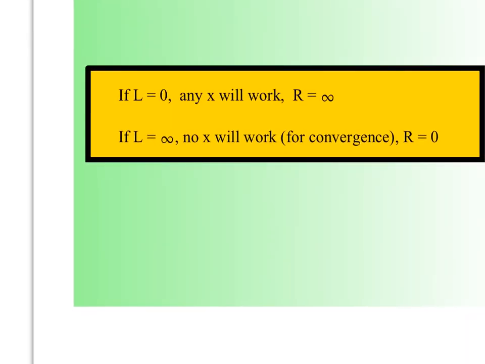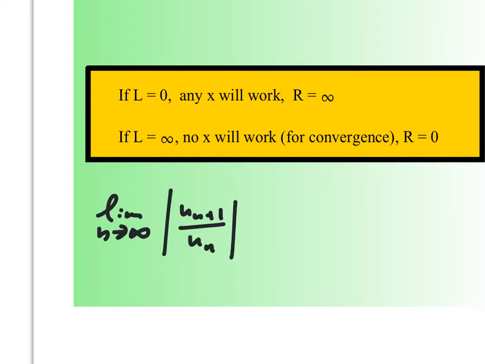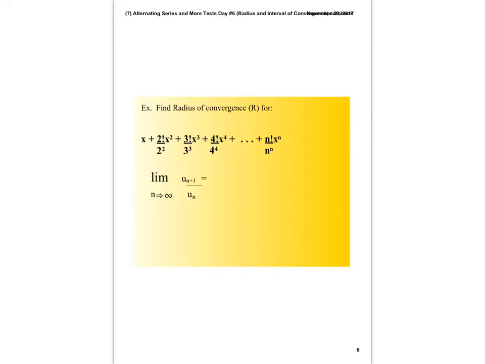All right. When you use the ratio test, if the limit as n goes to infinity of u sub n plus 1 over u sub n comes out to equal 0, then your radius will be infinite. Any value will work. If the same thing happens except it comes out to be infinity, then no value will work. Therefore, r would be 0, and therefore your interval would not exist. Okay, so just be aware of those two things.